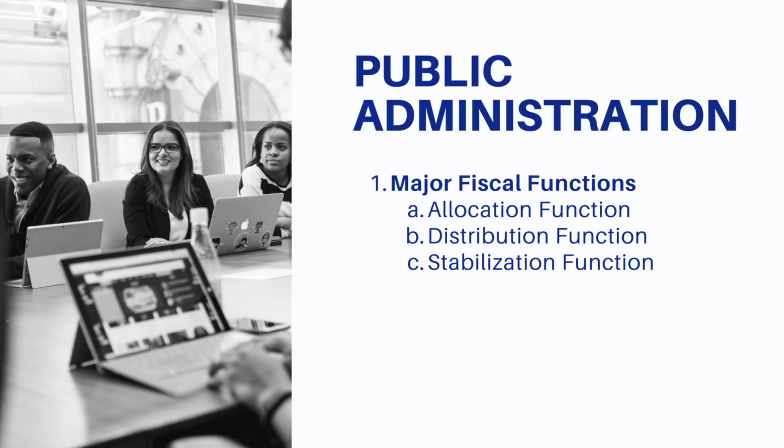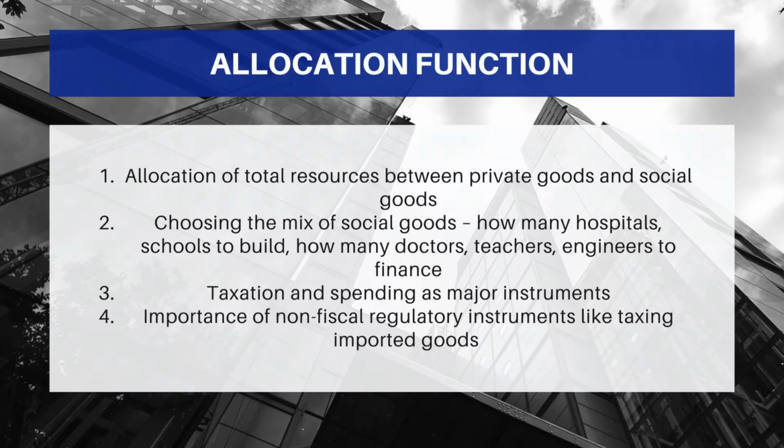On to our final component, which is public administration. Here, we try to focus on the major functions of the government in public finance. We have the allocation function, the distribution function, and the stabilization function. First is the allocation function. The government should allocate total resources between private goods and social goods. Government should choose the mix of social goods. For example, how many hospitals, how many schools to build, how many doctors, teachers, and engineers to finance.